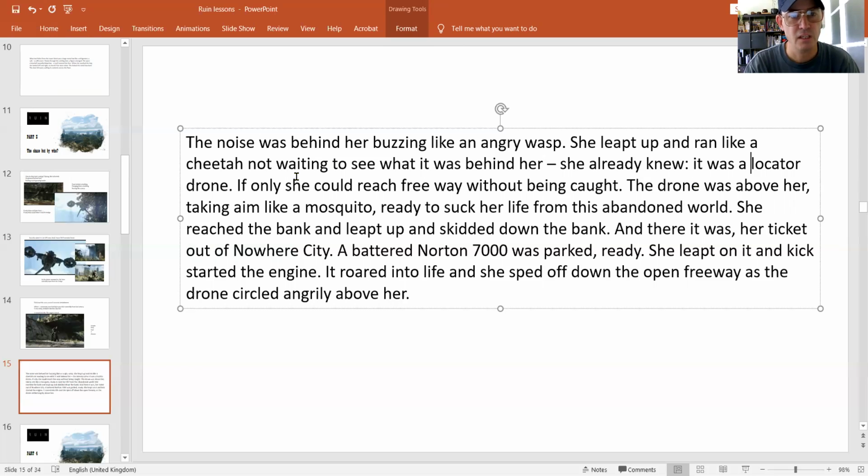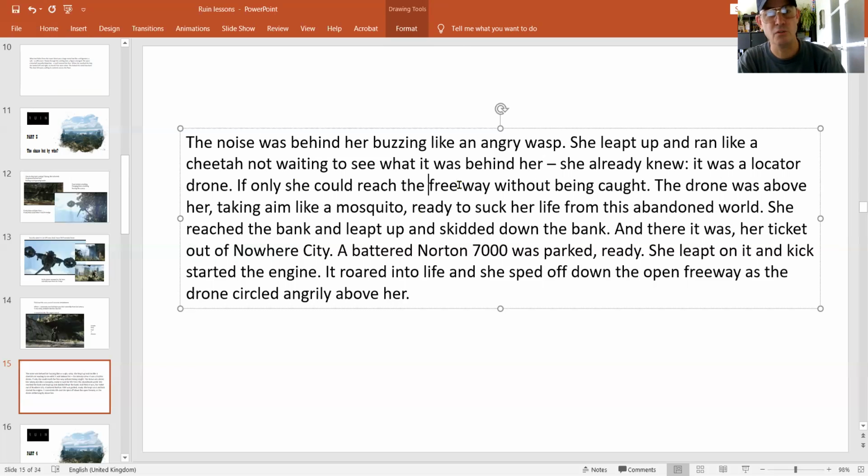a locator drone. If only she could reach the freeway. If only she could reach the freeway without being caught. Now, freeway is a sort of American way of saying motorway. I quite like this idea of freeway. It's a word that we don't usually use, and it has the word free in it. So kind of we're putting this idea of get away onto the freeway and you can be free, you can escape. So we're saying the word escape without saying escape. We're just planting these ideas in.